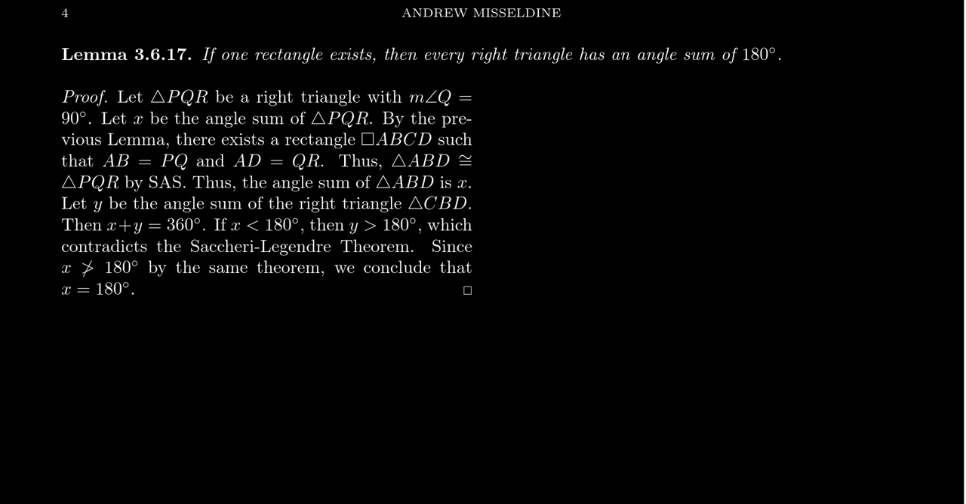Now, for another lemma, I want to make a connection between the existence of rectangles and triangles. Let's again assume there is a rectangle. By the previous two lemmas, if we have a rectangle, we have every rectangle you could ever imagine, of any dimension we want. So I would claim that if at least one rectangle exists, then every right triangle will have an angle sum of 180 degrees. We're going to talk about this a lot in this lecture and in future lectures as well, the next lecture in particular. If a triangle has an angle sum equal to 180 degrees, we'll say that is a 180 triangle.